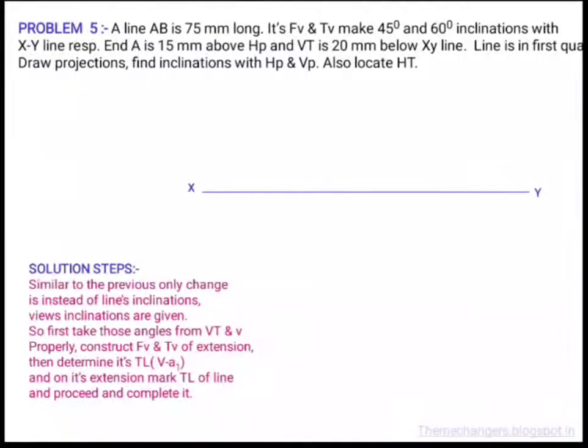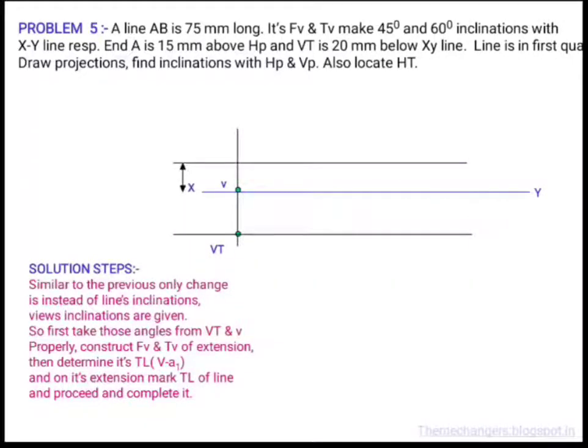Let us move on to the solution of this problem. Start with the XY line. At a convenient position we can draw the vertical projector. The position of the vertical trace is given as 20 millimeter below the XY line, so 20 millimeter below you can mark the vertical trace. If this is the vertical trace, the plan of the vertical trace will be on the XY line, which we can mark as V.